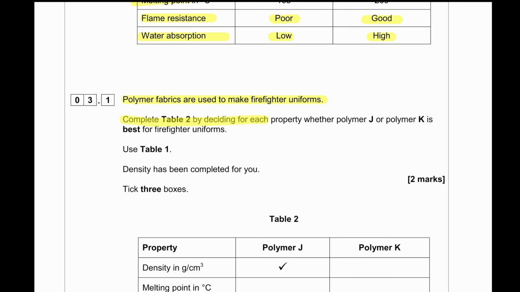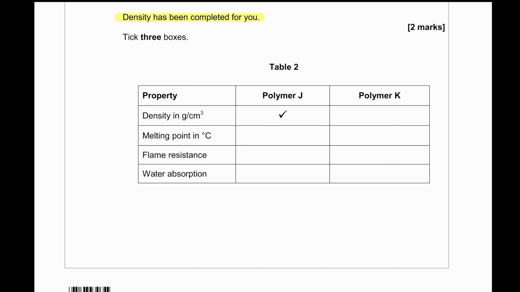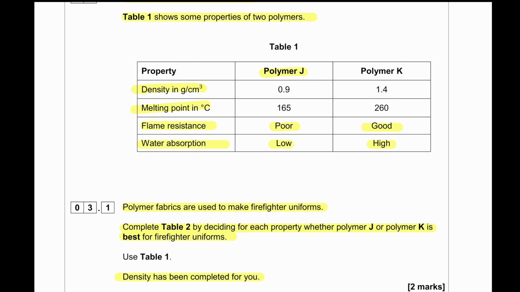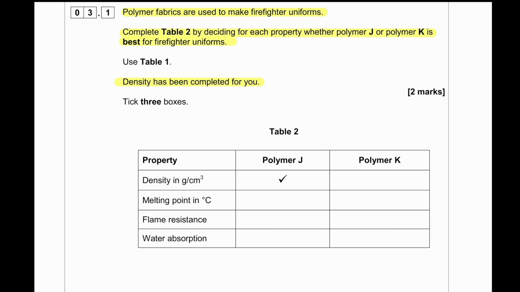Complete table 2 by deciding for each property whether polymer J or polymer K is best for firefighter uniforms. Density has been completed for you. You can see density, three boxes in total. Density: lower density means the cloth will be lighter. Melting point should be higher. Of course, the polymer that the firefighter cloth is made from should have a very high melting point.